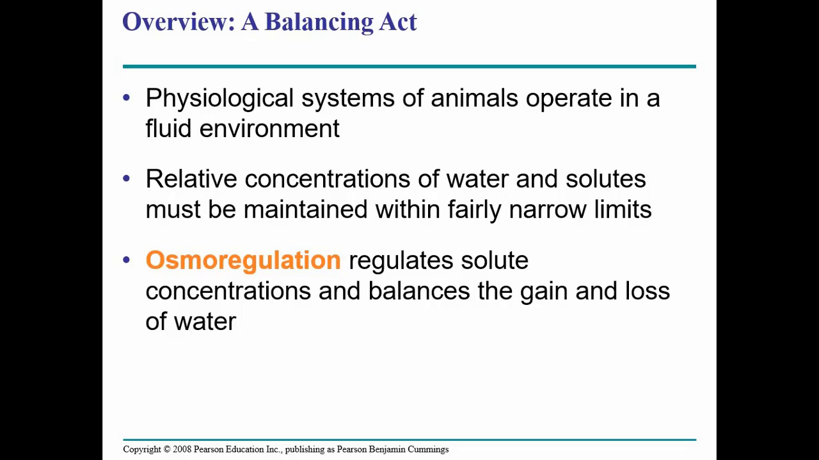What do narrow limits mean? The gap between the concentration outside and inside the cell is not really different, because if it's too different, that's going to make a problem. For example, the cell could die, and there would also be a big problem with the metabolism if the concentration outside and inside is so different. So the mechanism to regulate the concentration and the balance between the gain and the loss of water inside a cell, or inside the body, we call osmoregulation.